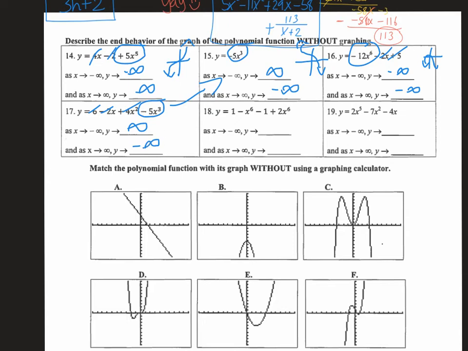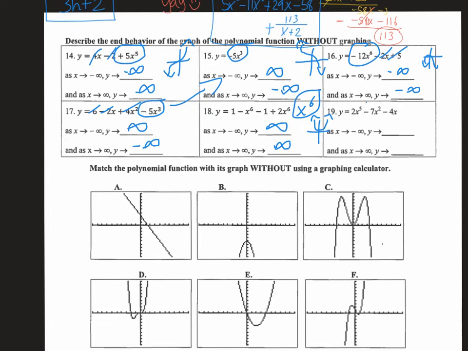Here, 18, I've actually got two that are to the sixth, so I've got to combine those like terms. So really what I have is a positive x to the sixth. That's my leading coefficient. That's my leading term. So it's even and it's positive, meaning it's going to look like a parabola. So as my x goes left, or negative infinity, my y goes up, or to positive infinity. And as it goes right, or to infinity, my y, again, goes to infinity.